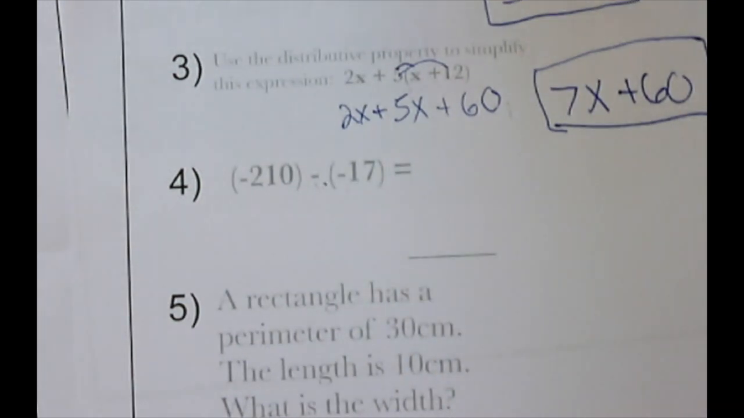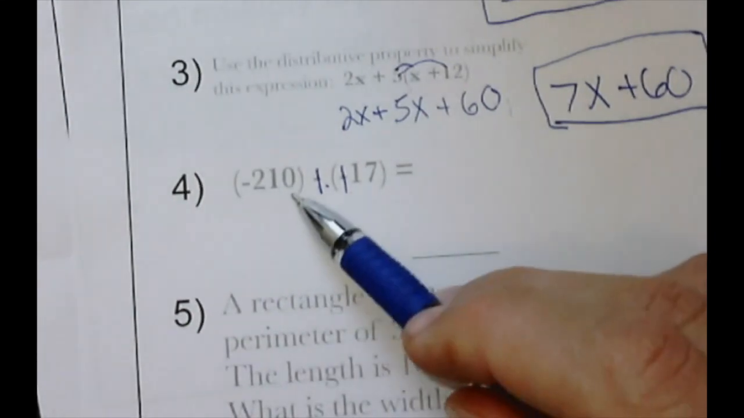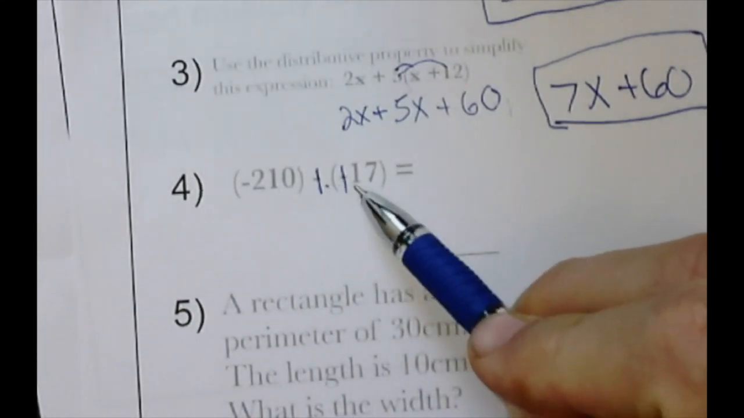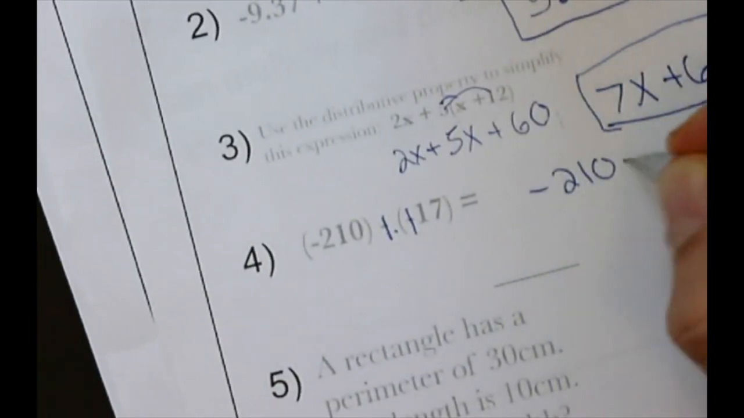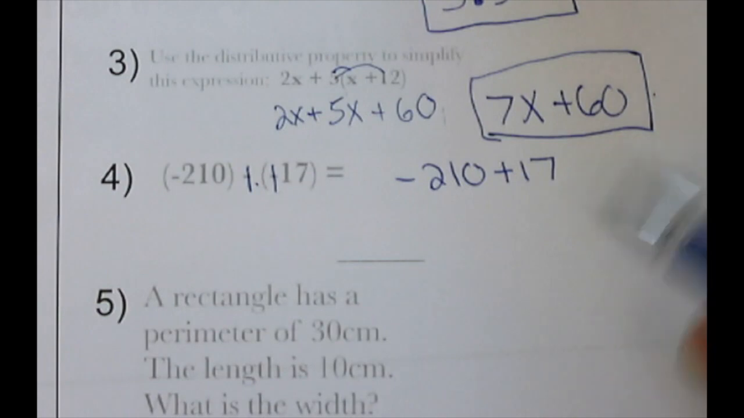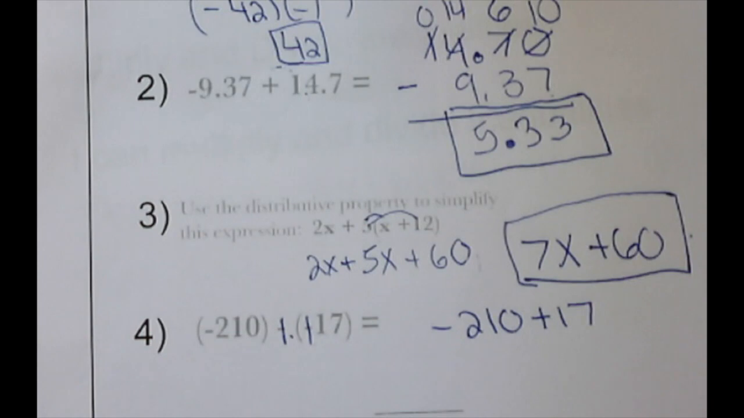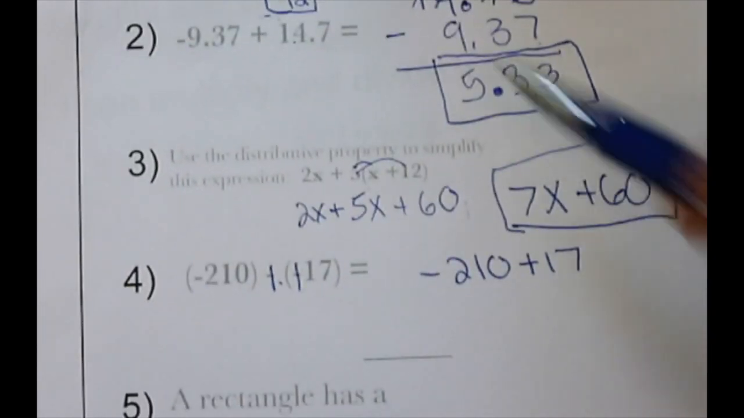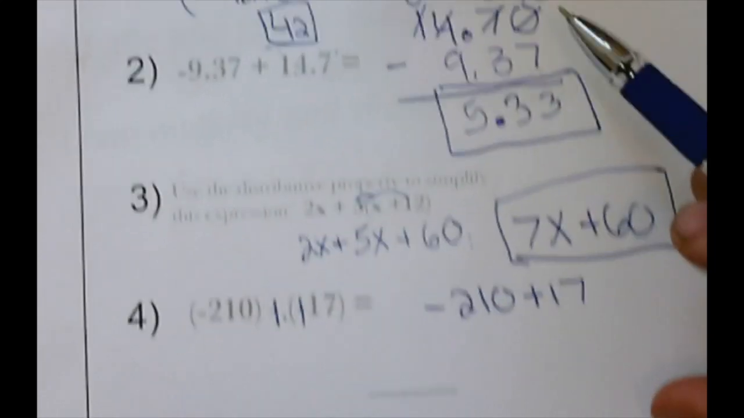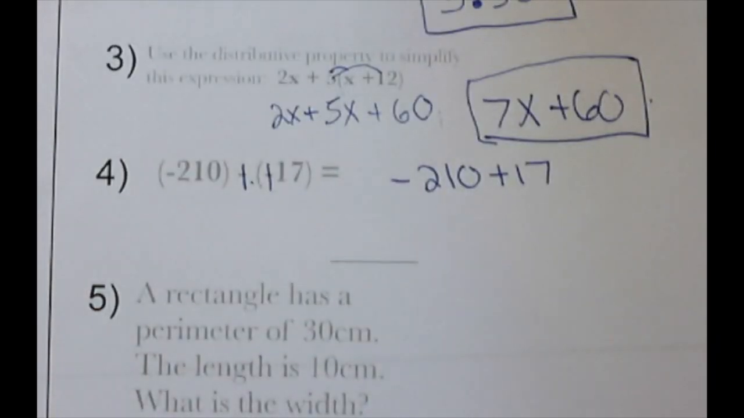Since it has a subtraction in it, I'll use keep, change, change. We're going to keep this the same, change it from subtraction to addition, and change it from a negative to a positive. Let's rewrite what I have: -210 plus 17. Notice how negative 9.37 plus 14.7 is similar to this question. And what do we do in this question here? We subtracted. So let's go ahead and subtract.